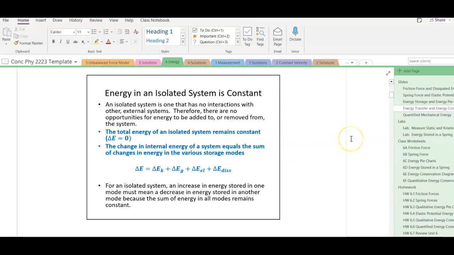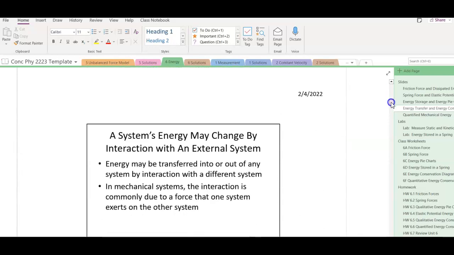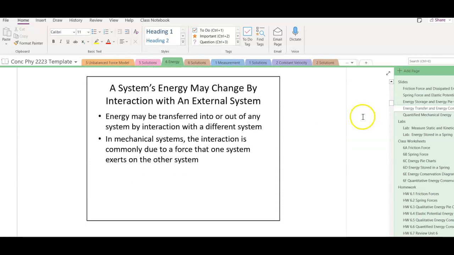And we were using pie charts. The pie stayed the same size because the amount of total energy was the same. Well, now let's talk about situations where the total energy does not stay the same. Maybe it increases, maybe it decreases.